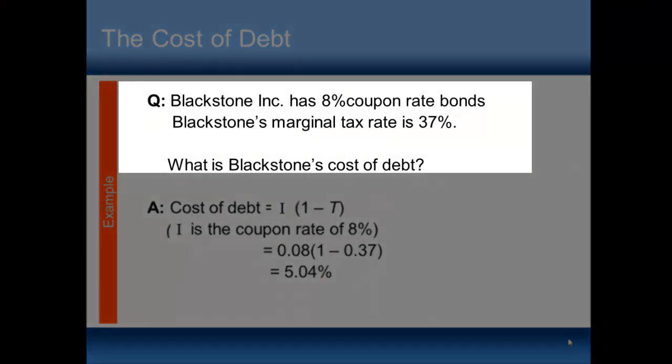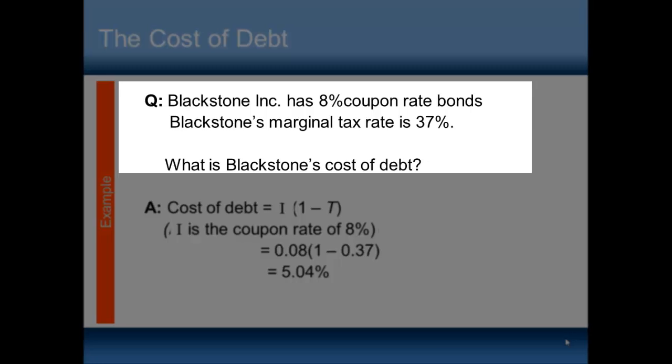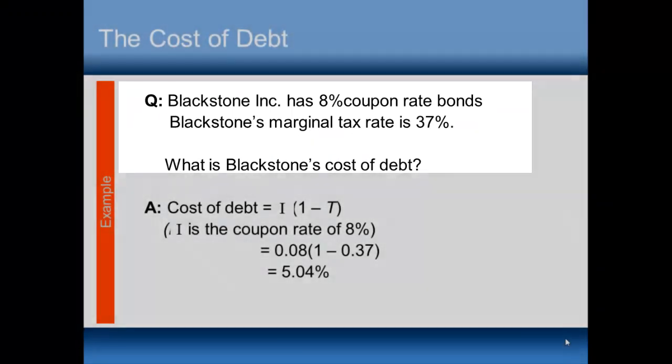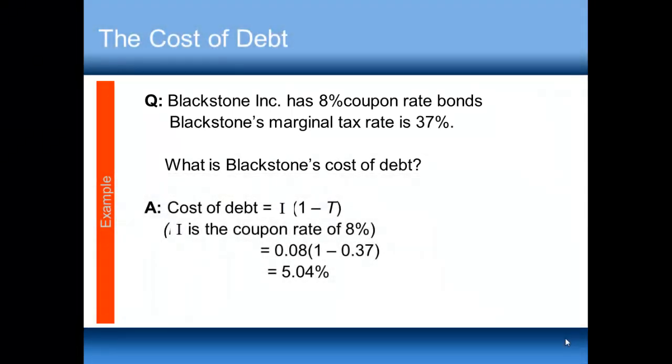For example, this company, Blackstone, they've issued a bond. 8% is the rate that they're paying. Their marginal tax rate, their tax rate on each new dollar, is 37%. So we would calculate the cost of the debt by multiplying the rate, 8%, by 1 minus 0.37, which gives you 5.04. That is the actual rate that we're going to look at for cost of capital.